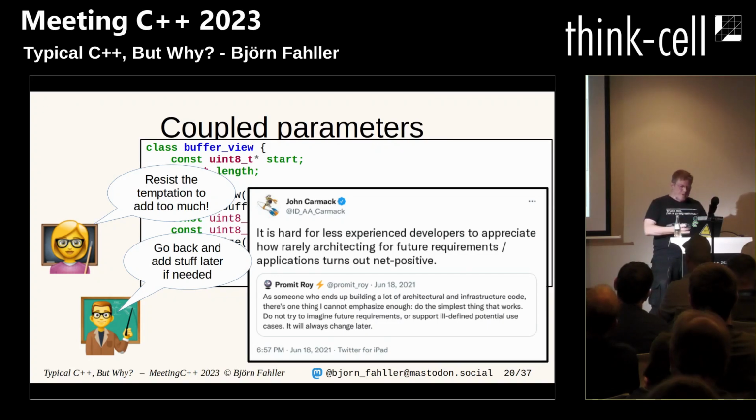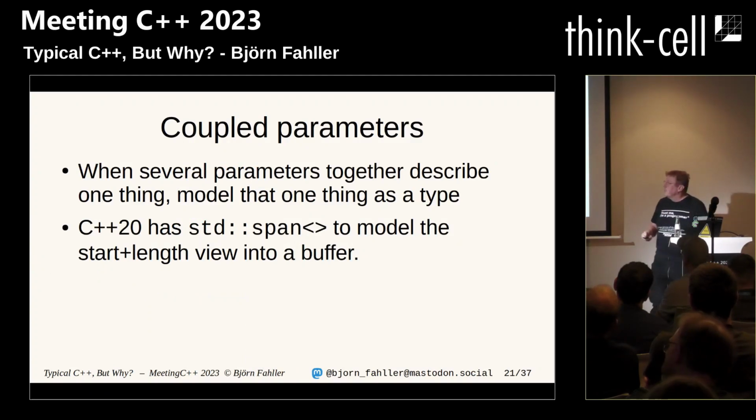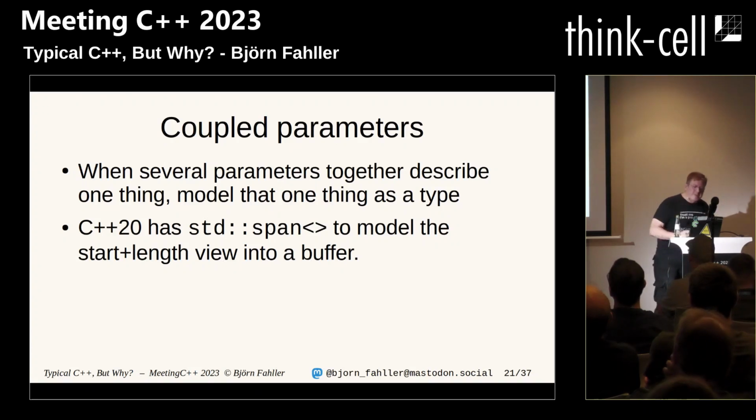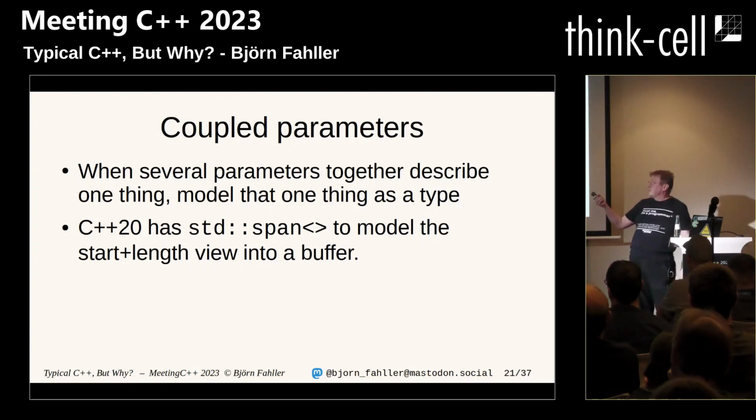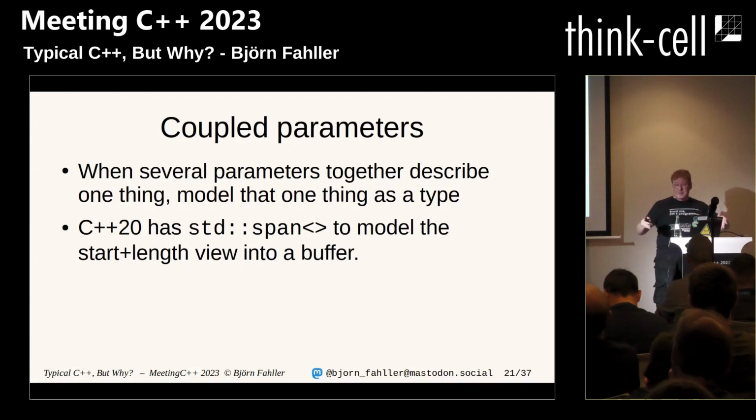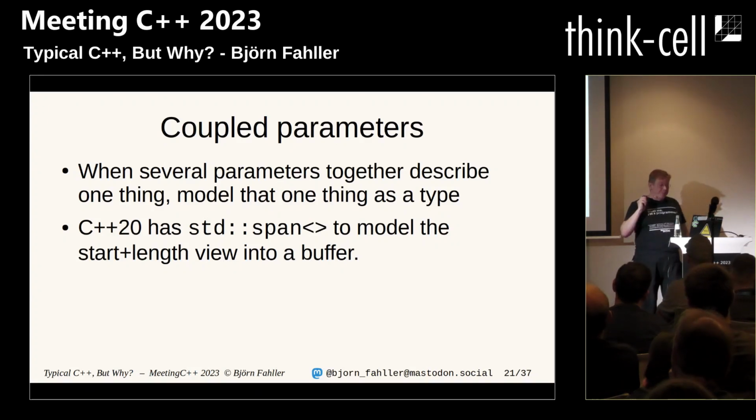So write small types that are exactly what you need right now. Add stuff if you need to. So the thing with coupled parameters is that when several parameters together describe one thing, try to model that as one type that describes the thing. And from C++20, we got std::span that models this start plus length thing. This is great, but you probably don't want to use std::span in your APIs.